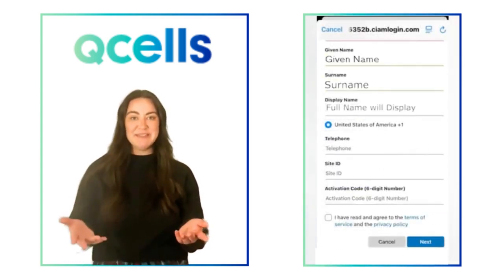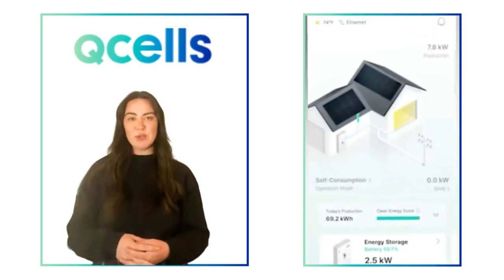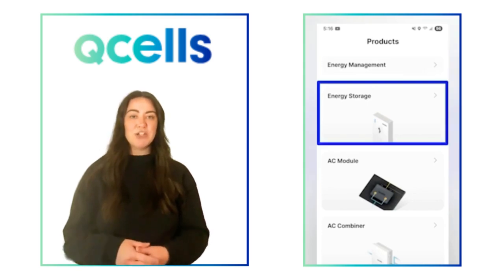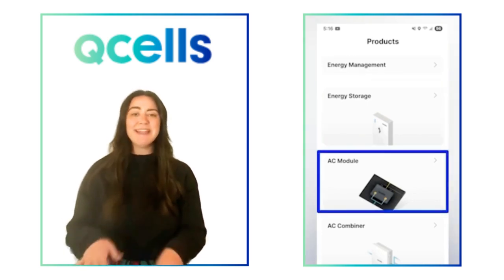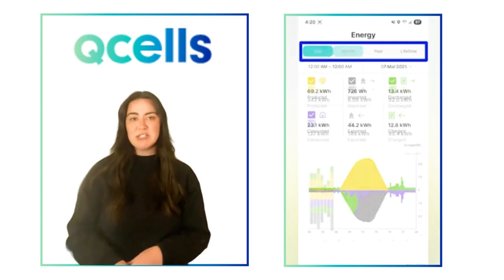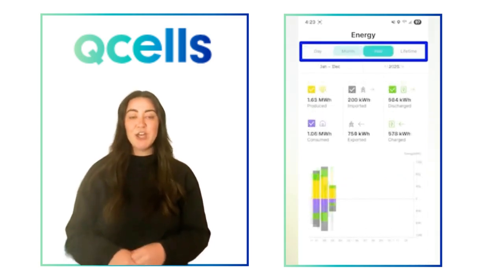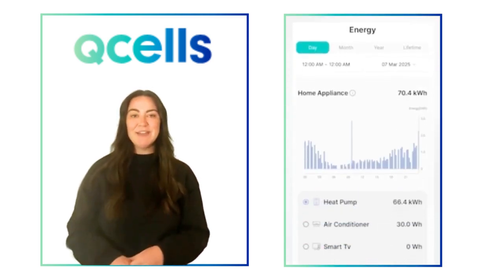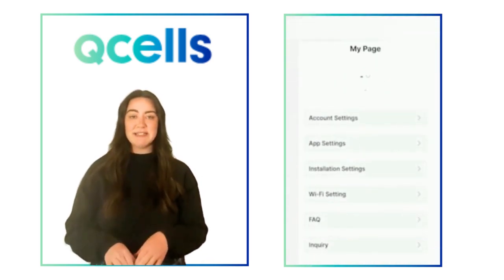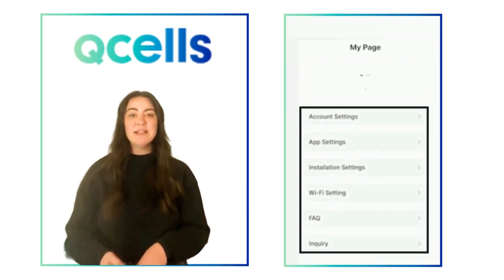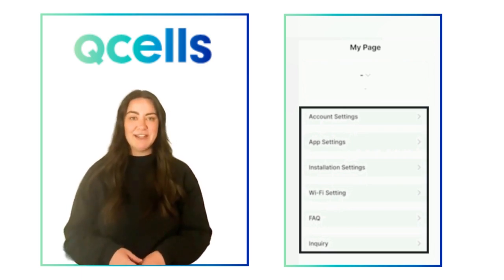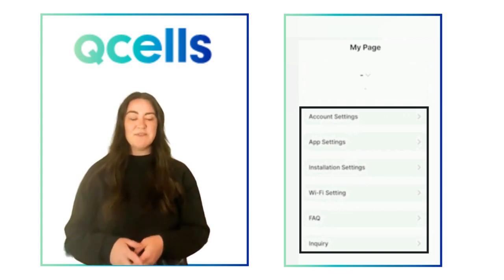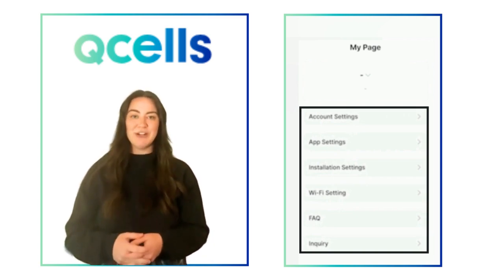Now, you're in. On the dashboard, view your solar production and storage at a glance. In the Products tab, monitor and manage your system hardware anytime. Use the Energy tab to analyze solar tracking, grid exports, and energy and appliance usage. Finally, visit My Page for all things settings. Manage your account, the app, and Wi-Fi connection. You can view the frequently asked questions, as well as submit a ticket and inquiries if you have any further questions regarding your account.